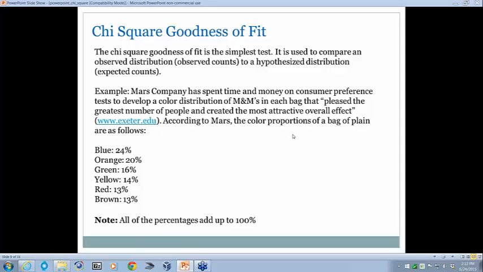According to Mars, the color proportions of a plain bag of M&Ms are as follows. They want 24% of them to be blue, 20% to be orange, 16% to be green, 14% yellow, and 13% each red and brown. If you add those up, you will notice that they come to 100%. So it should include all the M&Ms in a bag, and this is what you would expect. Now, these aren't counts, these are percentages. However, I'll show you how to make them into counts.